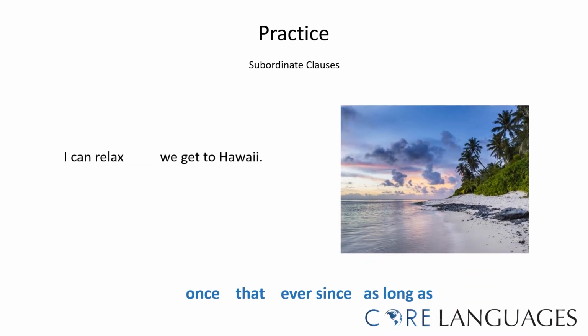And how about this example? I can relax. We get to Hawaii. The conjunction that makes the most sense is once. I can relax once we get to Hawaii. This sentence starts with the main clause, so no comma is needed.